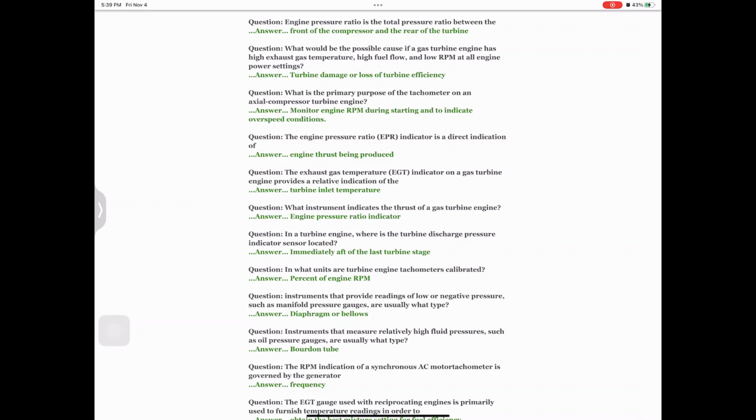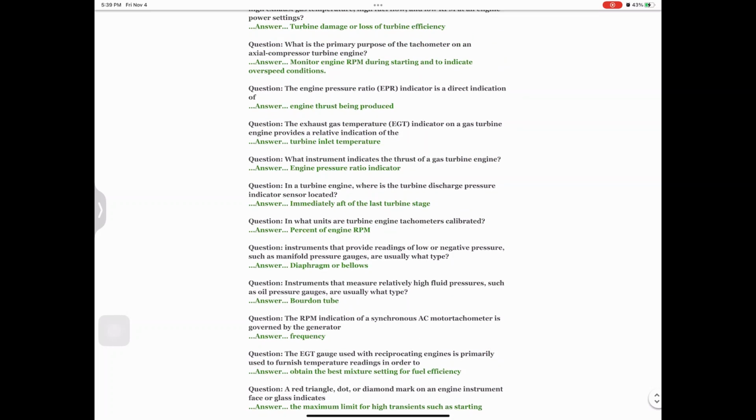Question: Instruments that measure relatively high fluid pressures, such as oil pressure gauges, are usually what type? Answer: Bourdon tube. Question: The RPM indication of a synchronous AC motor tachometer is governed by the generator. Answer: Frequency. Question: The EGT gauge used with reciprocating engines is primarily used to furnish temperature readings in order to, answer, obtain the best mixture setting for fuel efficiency. Question: A red triangle, dot, or diamond mark on an engine instrument face or glass indicates, answer, the maximum limit for high transients such as starting.